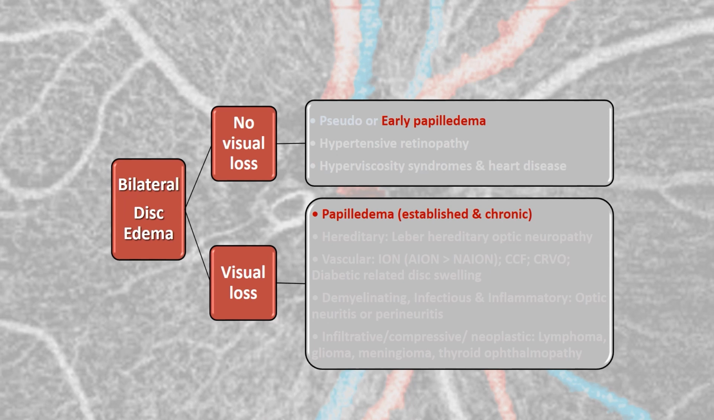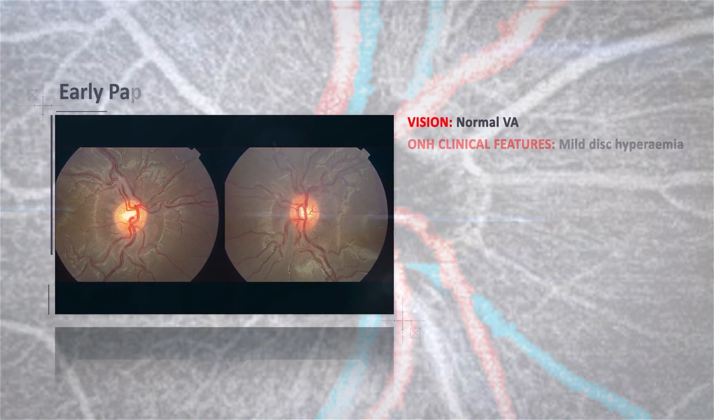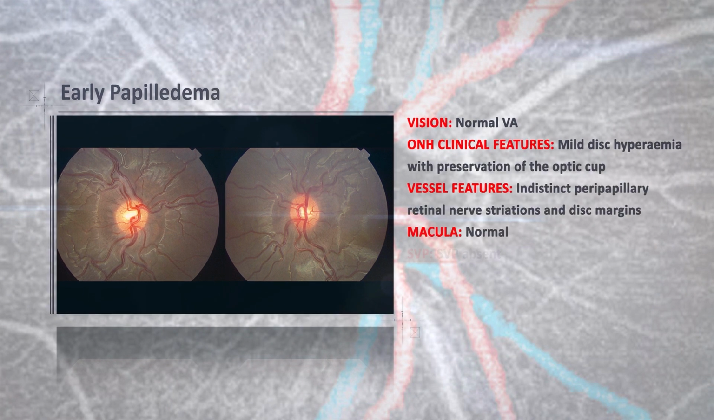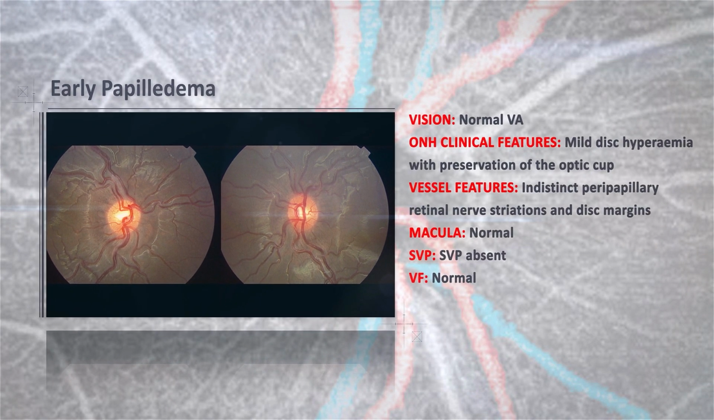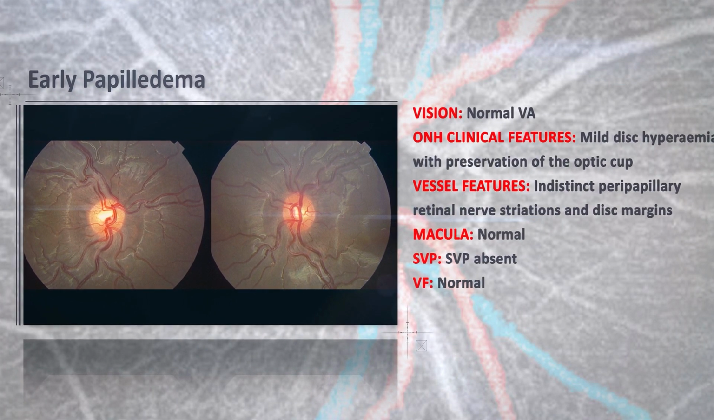Papilledema is one of the most common causes of bilateral disc edema and is associated with raised intracranial pressure. Early papilledema can present with normal visual acuity, normal visual fields, and only a mild hyperemia of the disc margins. But there's absence of induced pulsations, and that is pathognomonic of papilledema.